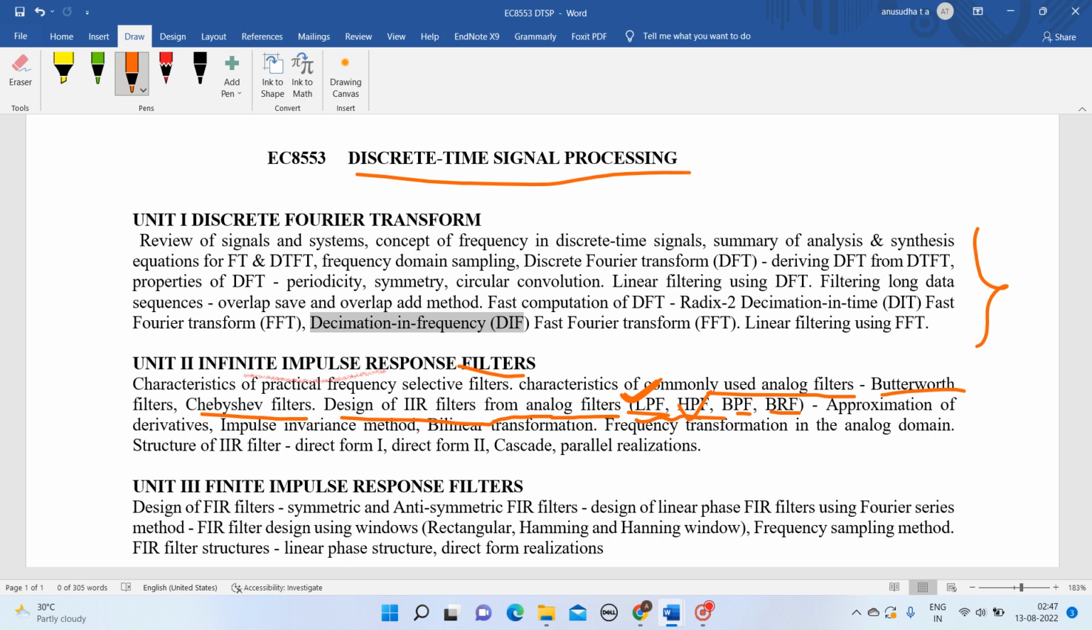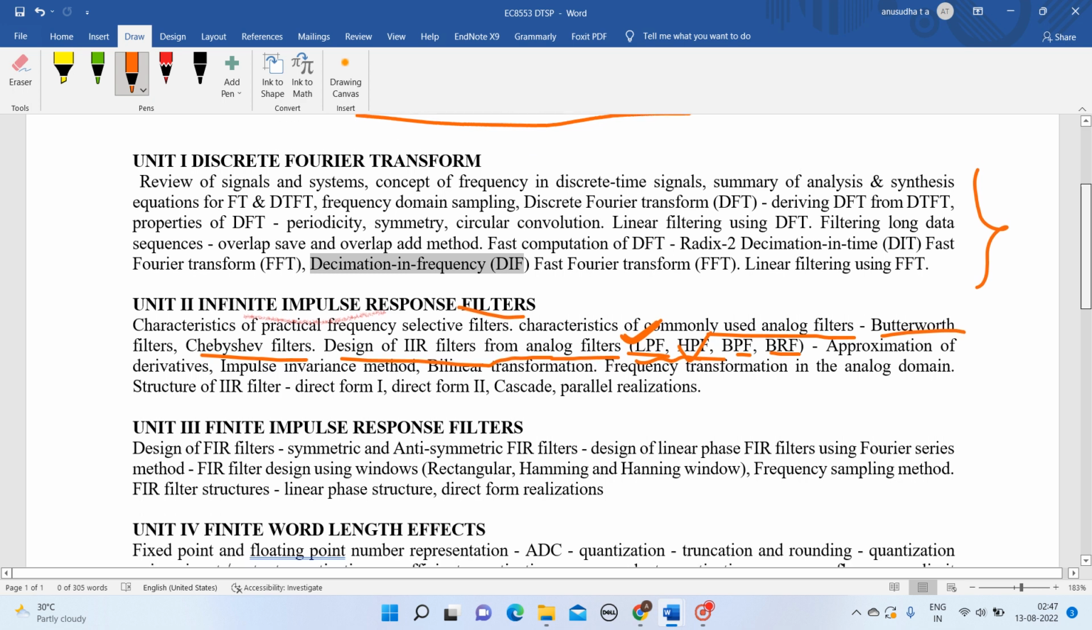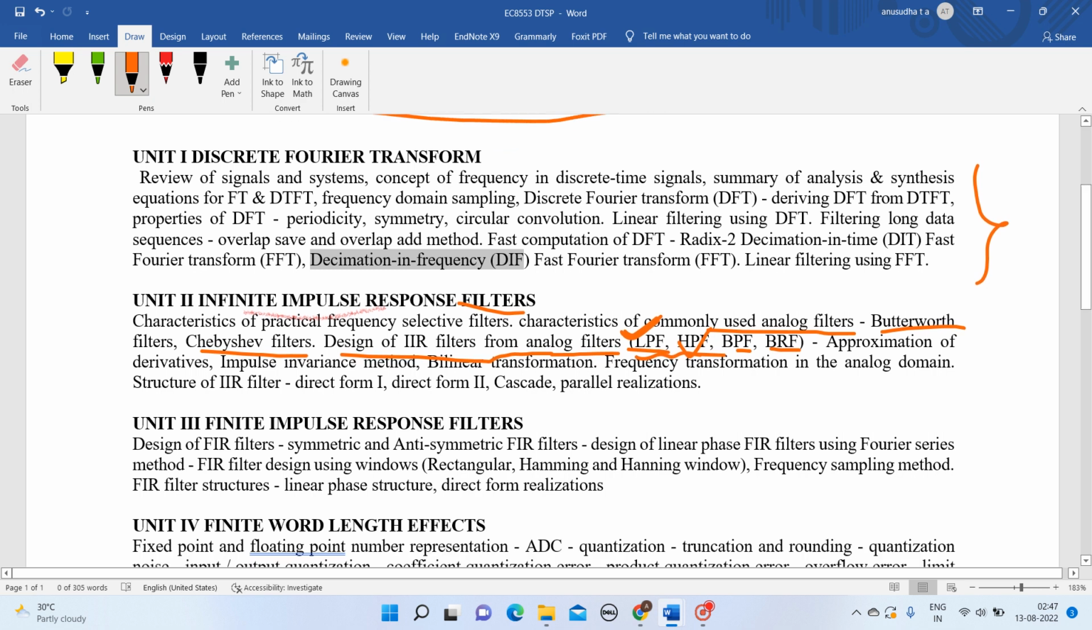Then we are going to design digital filters by using approximation of derivatives, the impulse invariance method, and the bilinear transformation method. And finally, we are going to perform frequency transformation, because we are not going to design all the filters, like high pass filter and band reject filter, from scratch.